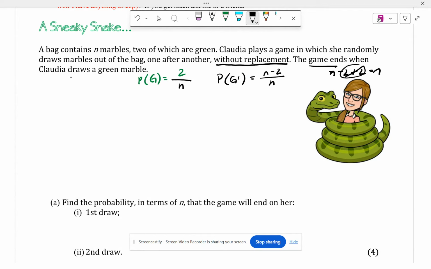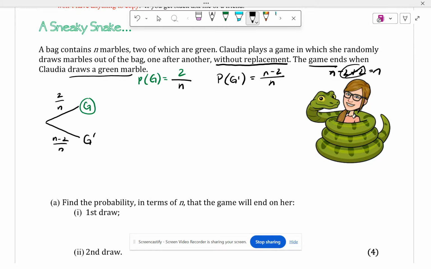Okay, so let's think about on the first pick what that would look like. She could either get a green marble, in which case the game would end, or she could get a not green marble, in which case the game would continue. What's the probability of picking a green marble on the first pick? 2 over n. Good. And then the probability of picking a not green on the first pick would be n minus 2 over n. Perfect.